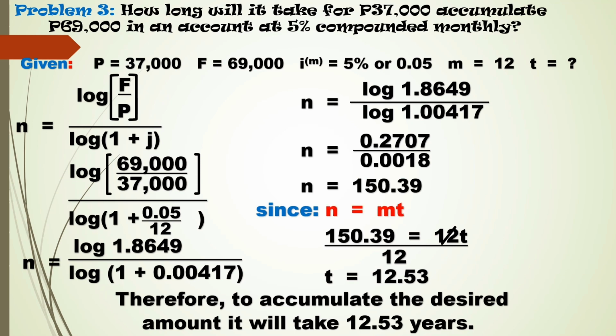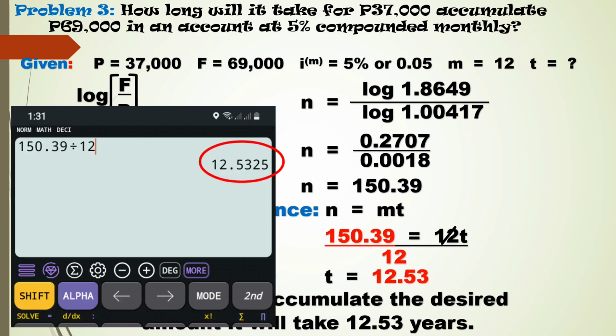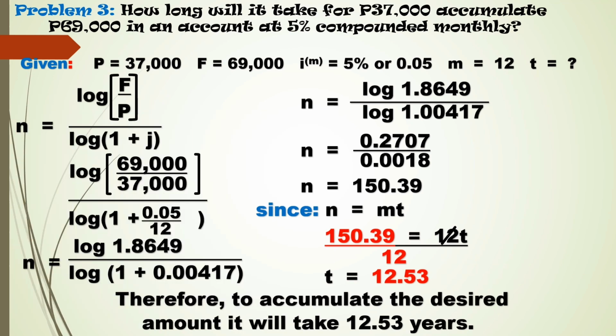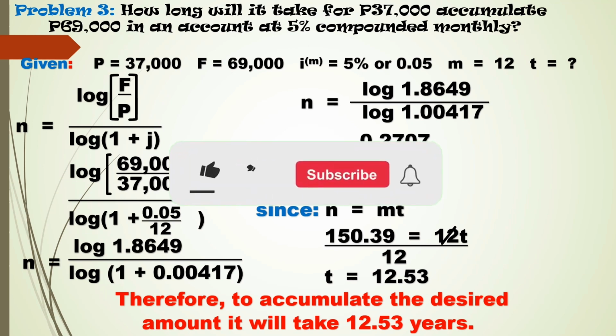Again, since n is equal to mt, by substitution, we have 150.39 equals 12t. To remove 12, divide both sides by 12. 12 is cancelled, t remains. 150.39 divided by 12 equals 12.53. And finally, we got the value of t. Therefore, in this particular problem, in order for 37,000 to become 69,000 at 5% compounded monthly, it takes 12.53 years.